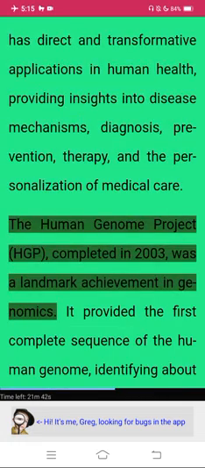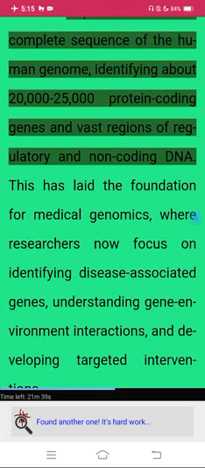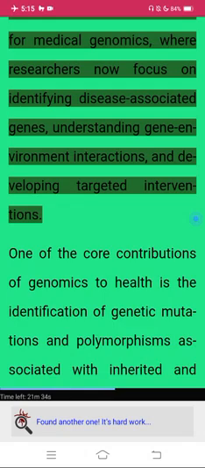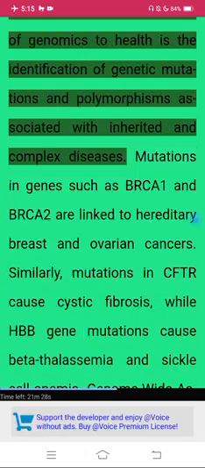personalization of medical care. The Human Genome Project (HGP), completed in 2003, was a landmark achievement in genomics. It provided the first complete sequence of the human genome, identifying about 25,000 protein-coding genes and vast regions of regulatory and non-coding DNA. This has laid the foundation for medical genomics, where researchers now focus on identifying disease-associated genes, understanding gene-environment interactions, and developing targeted interventions.